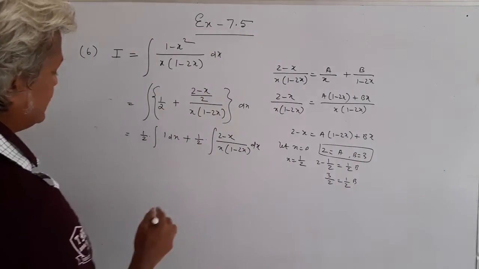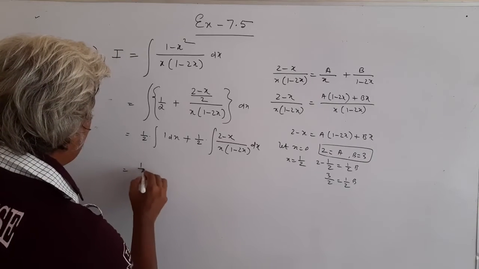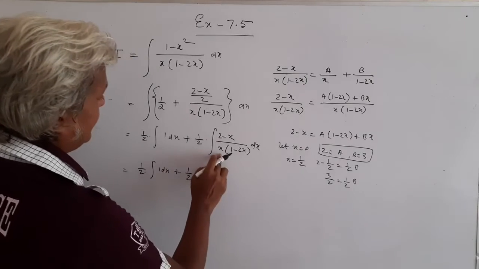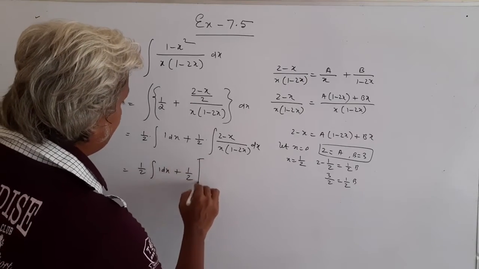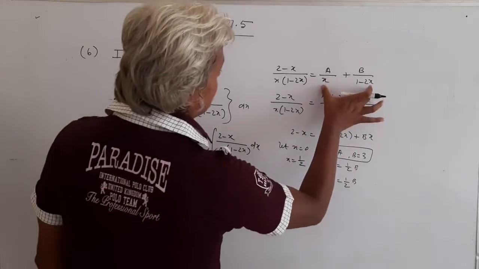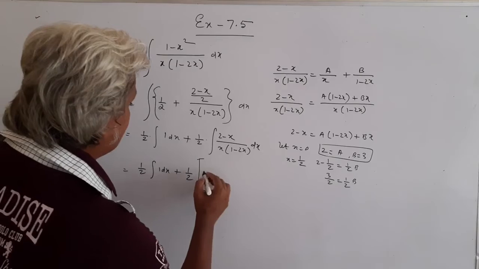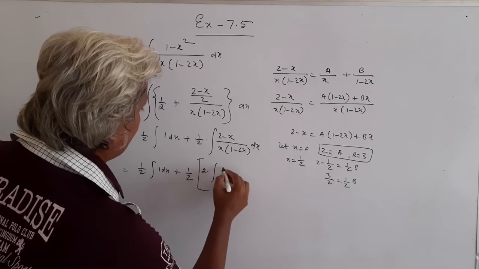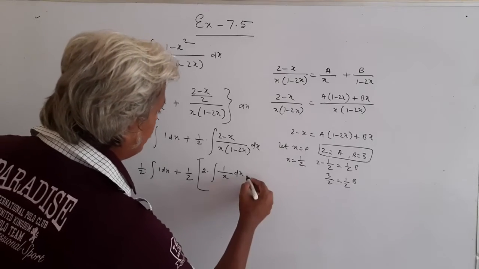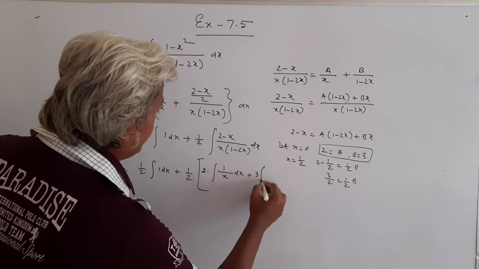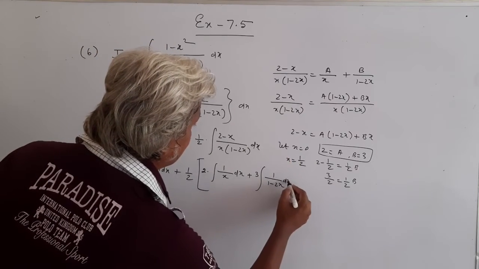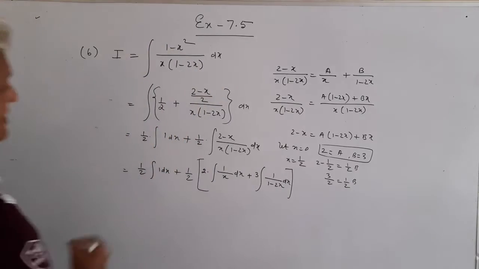Okay, so now this question can be written as half integration of 1 dx plus half. I break this down directly because here I have a fraction inside the bracket, giving me two integrals. So first I go for a: 2 integration of 1 over x dx, then b gives you 3, so plus 3 integration of 1 over (1 minus 2x) dx, and then you keep everything inside the box.